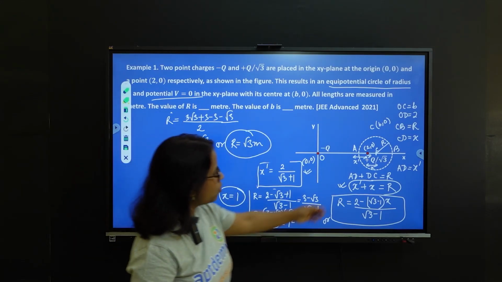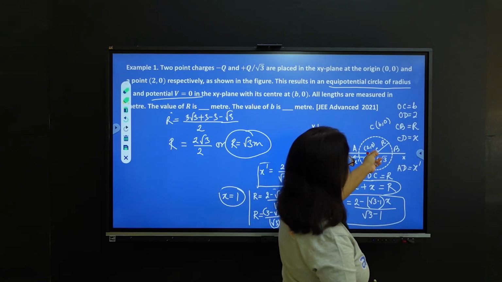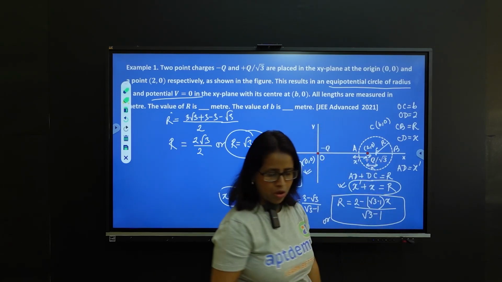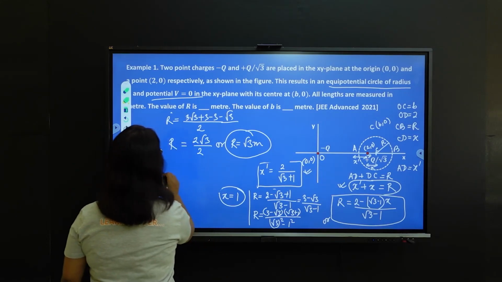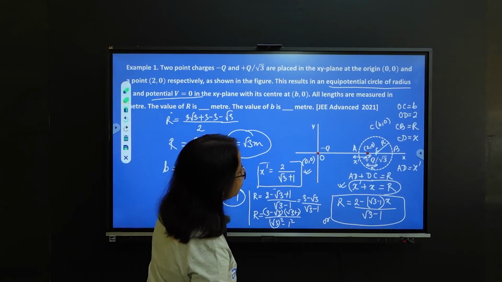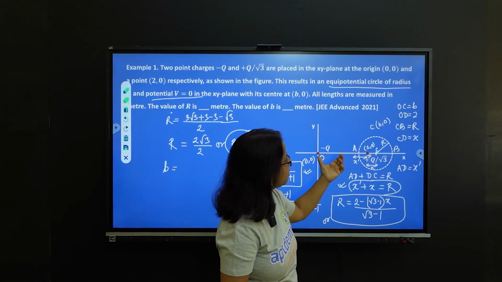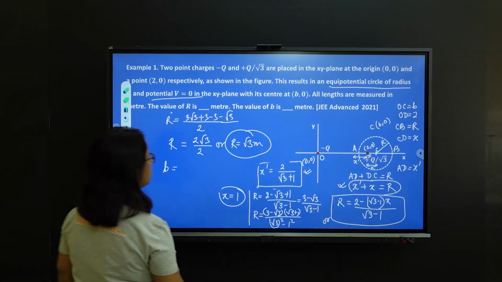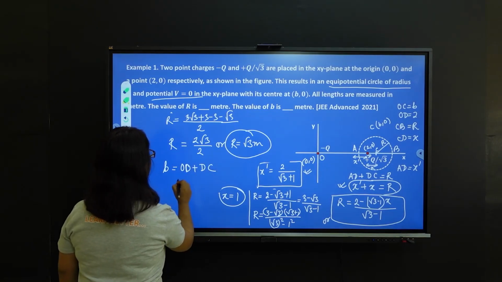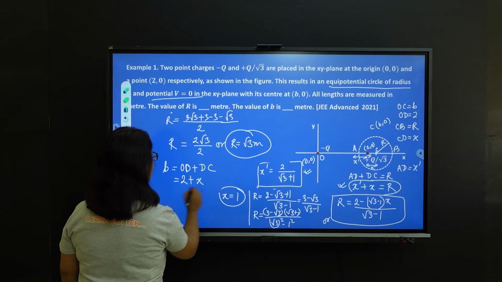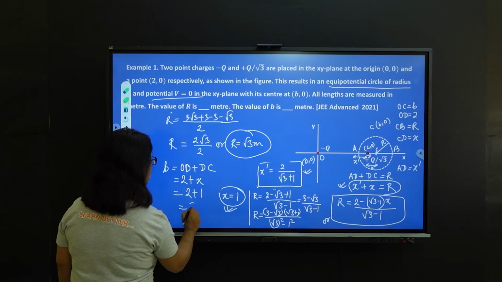And b, if you take a note, b was the coordinates of the center. So if we have to find out b, what will be the value of b here? So b here, as you can see, is nothing but OC, which is OD plus DC. B is equal to OD plus DC. OD is equal to 2 and DC is x. And we already have x equals 1. So B will be equal to 3.